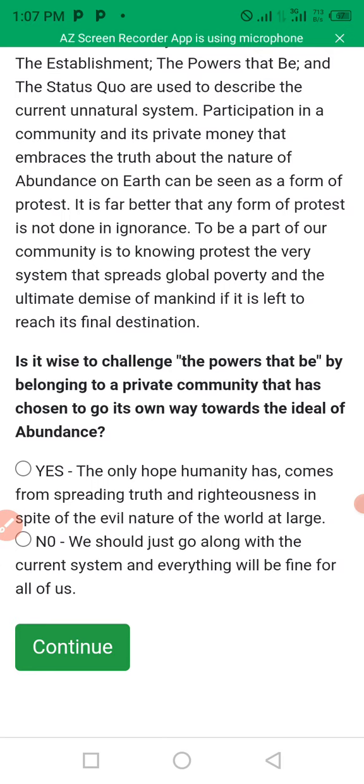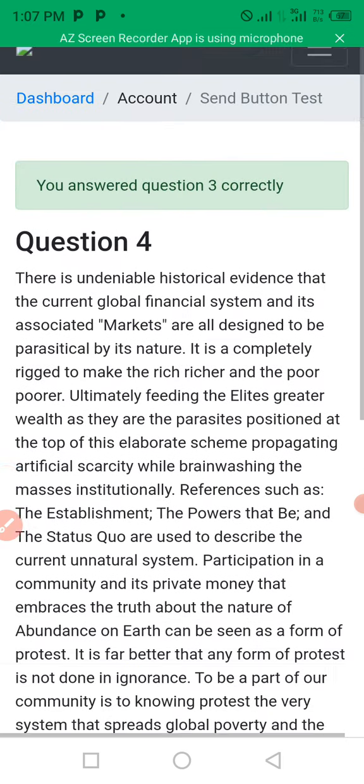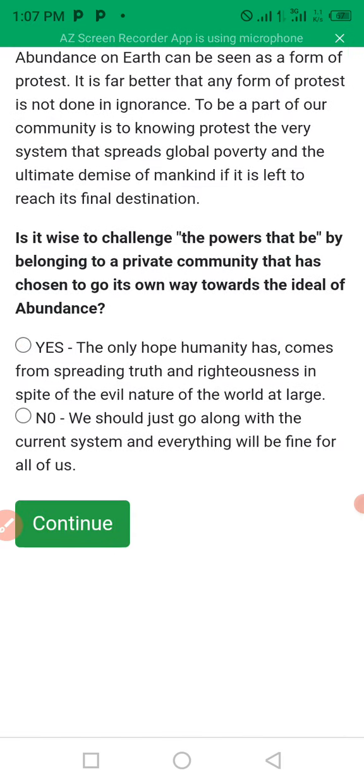Question number 4. As you can see, this is question number 4. Is it wise to change the powers that be by belonging to a private community that has chosen to go its own way towards the idea of abundance? Is it wise? It's a question to you. Is it wise to change the powers that be by belonging to a private community that has chosen to go its own way towards the idea of abundance?